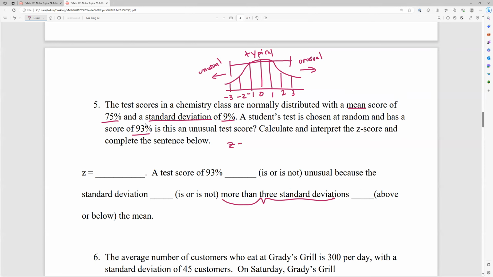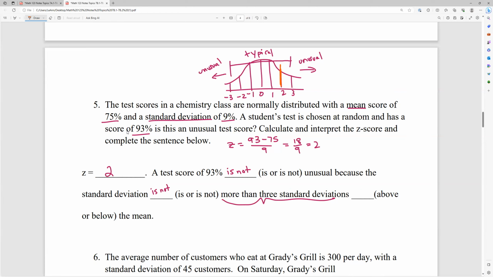So let's find the z-score. This person tested a 93. The average for the class was 75, and the standard deviation was 9%. So 93 minus 75 is 18, divided by 9 is 2. So the z-score is 2. A test score of 93% is not unusual because it is not more than 3 standard deviations. 2 is actually right here, in the typical range. It's not more than 3 standard deviations.